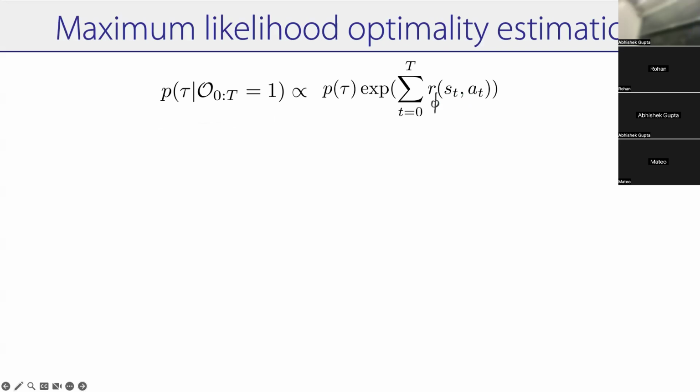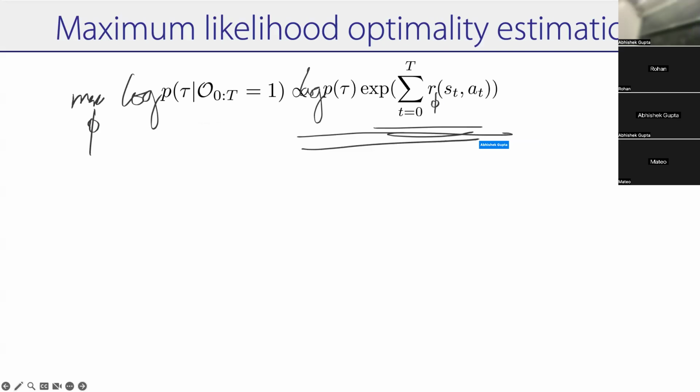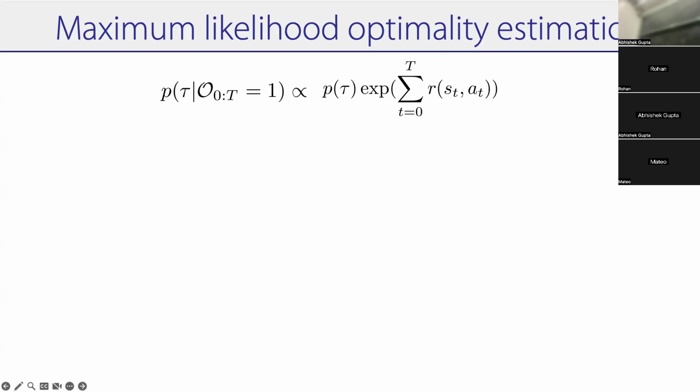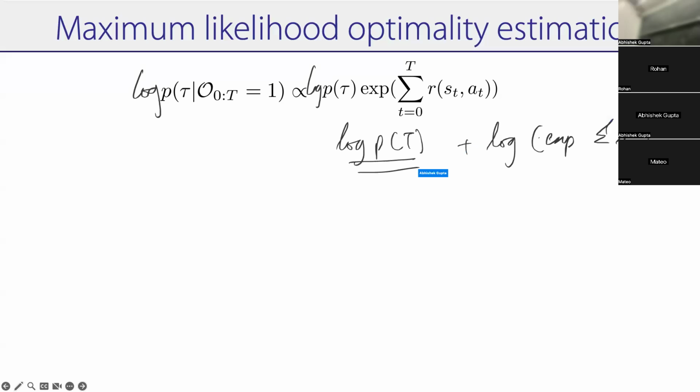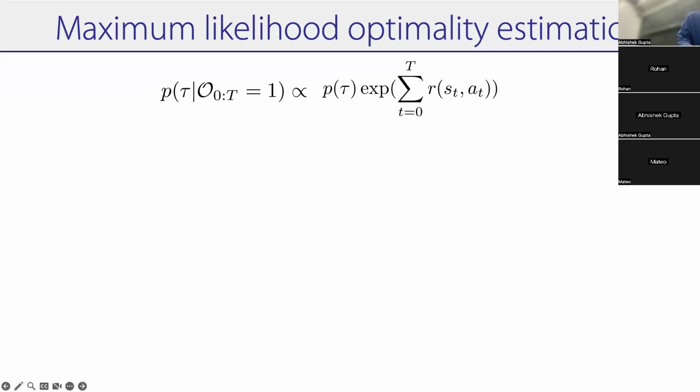So if I want to take the log prob of this thing and find the max with respect to phi, the right-hand side does depend on phi through this exponentiated sum of rewards. Now, the important thing is that if I take the log of both sides, you get log of P of tau plus log of the exponentiated sum of rewards. The P of tau term doesn't depend on phi. It's the prior, so we can ignore it, because it doesn't depend on the reward.